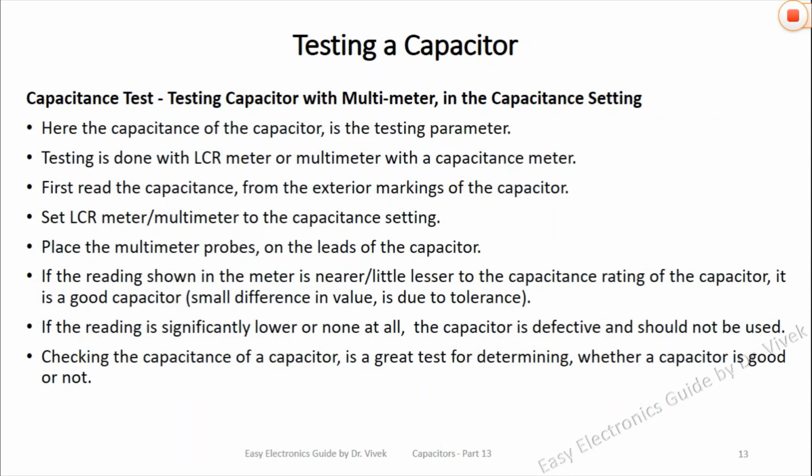In capacitance test, the testing parameter is the capacitance of the capacitor. First, read the capacitance from the exterior markings of the capacitor. Set the LCR meter or multimeter to the capacitance setting. Place the multimeter probes on the leads of the capacitor. If the reading shown in the meter is nearer or a little lesser than the capacitance rating of the capacitor, it is a good capacitor.